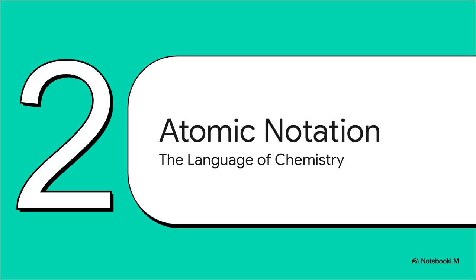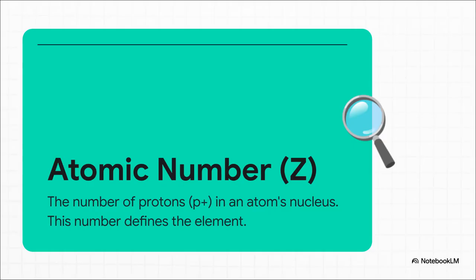So now that we know who's in the atom, how in the world do we keep track of them all? Well, chemists came up with a really clever and simple shorthand to describe any atom out there. It's time to learn that language. First up, and this is probably the most important number in all of chemistry, is the atomic number. You can think of it like an atom's social security number. It's the number of protons, and that number alone defines the element. I mean it. 6 protons, always carbon. 8 protons, always oxygen. No exceptions, ever.